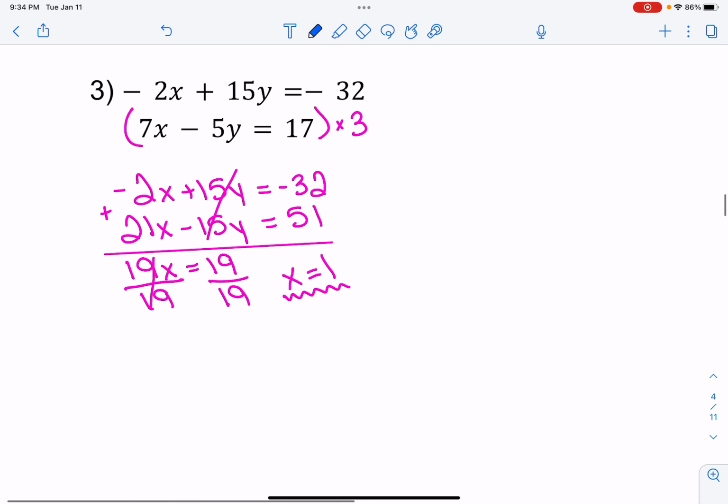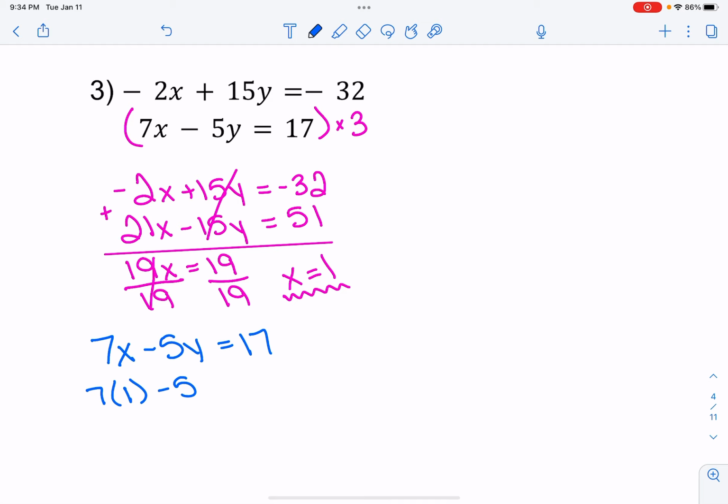So now we pick one of our two equations and we plug that x back in. I'm going to choose this second one, 7x minus 5y equals 17. So we plug in our 1 for x. 7 times 1 is 7. Bring down everything else.